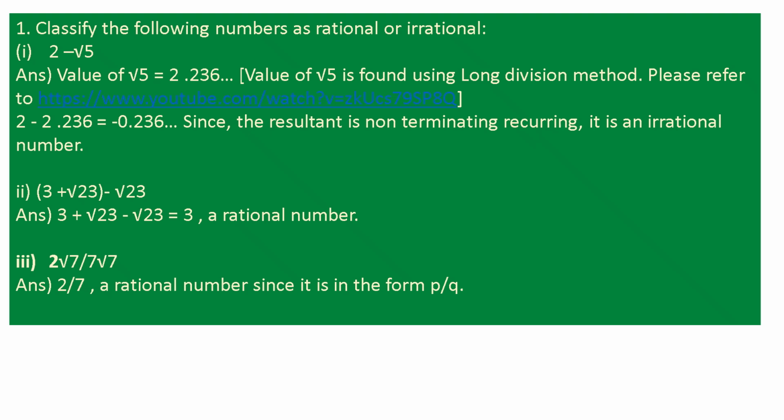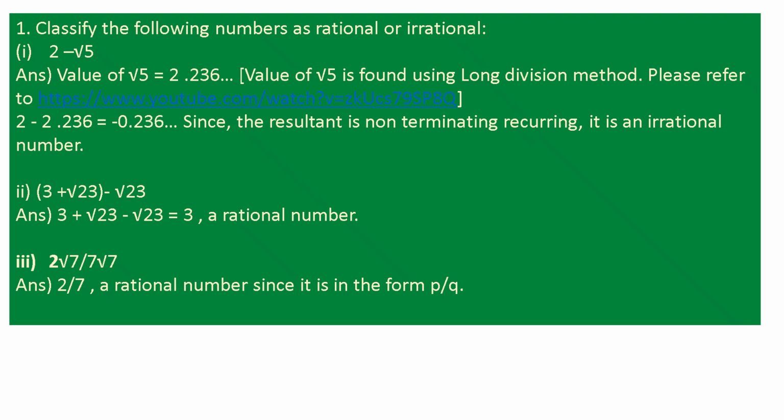Please refer to the given link where I have discussed the prerequisites which are needed, where you can see how to find the square root of numbers. So substituting the value of root 5, you get the value 0.236. If you look into the result, it is non-terminating and non-recurring, so it's an irrational number.